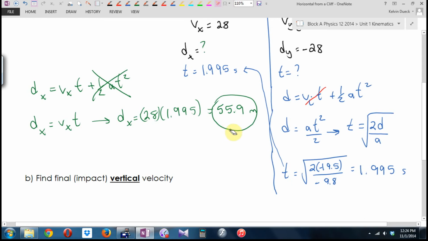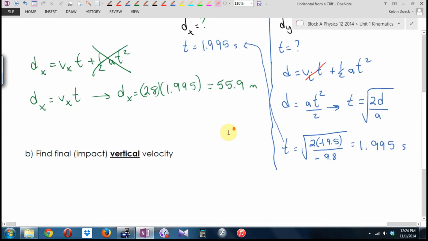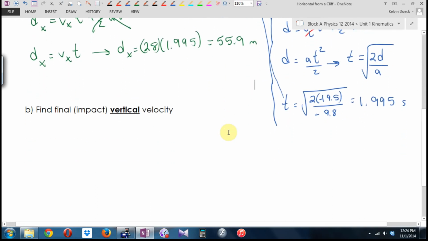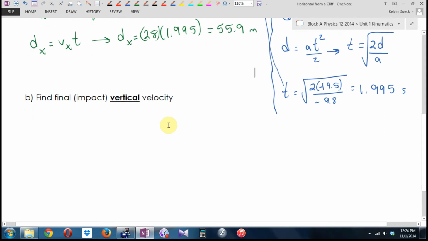What else could I ask? Well, I could ask you to find the impact vertical velocity. Now, the reason I'll probably say final vertical velocity, and the mistake that drives me crazy, is I have students say, oh, v final is 0. No, that's after it hits the ground. Yes, everything eventually comes to a stop when it hits the ground. What goes up must come down.